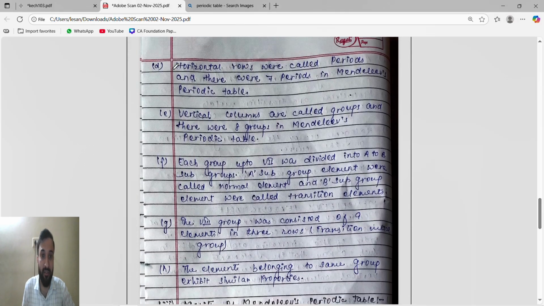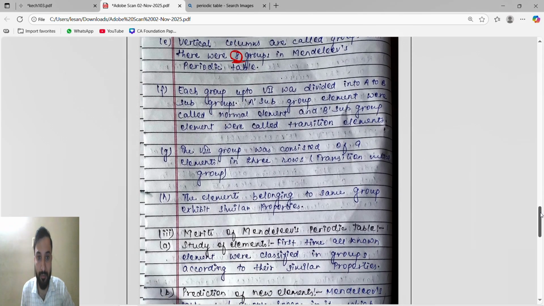Then next what he said: horizontal rows were called periods, and there were 7 periods in Mendeleev's periodic table. Vertical columns are called groups, and there were 8 groups. Look, this is very important, guys, 8 groups. Mendeleev discovered the 8 groups.